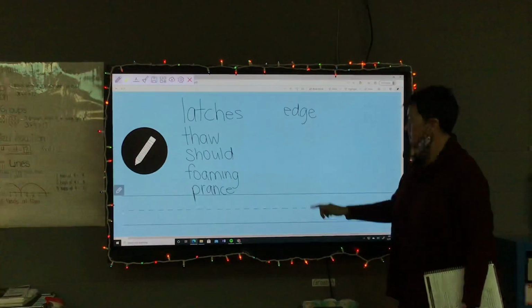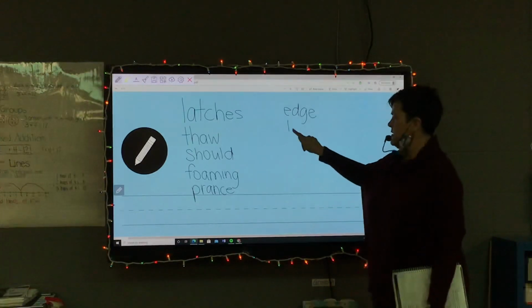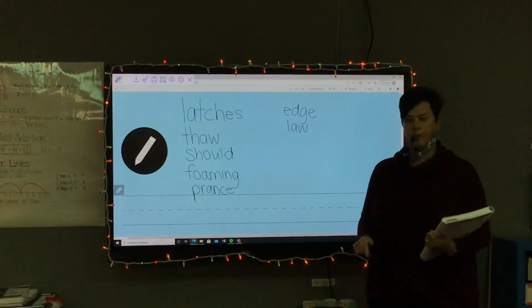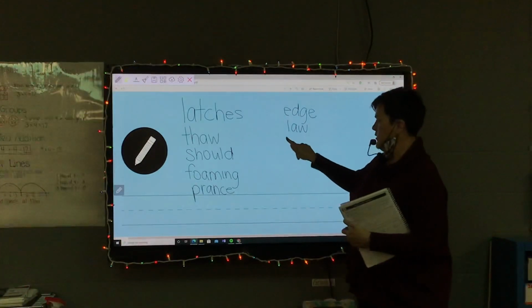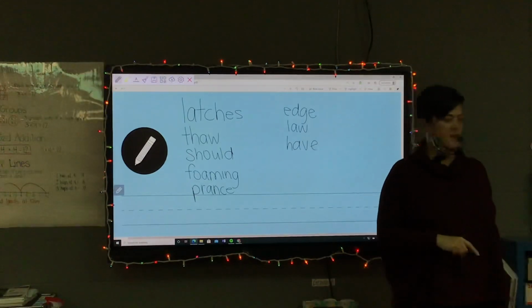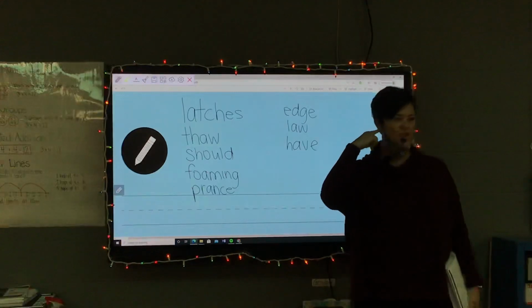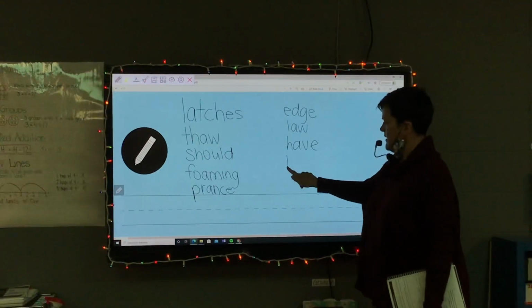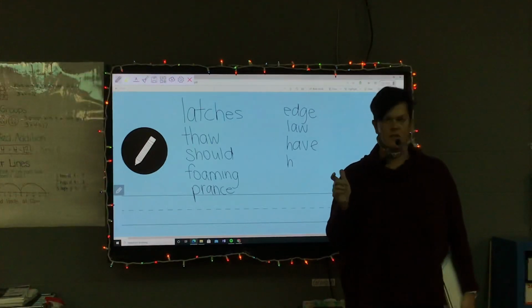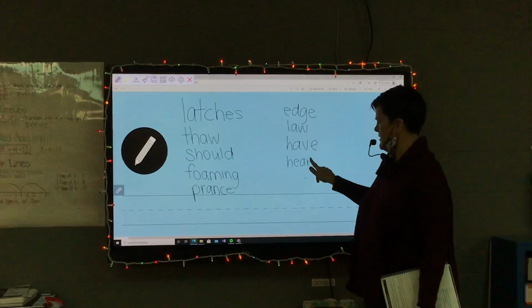Law. What about aw? L-A-W. Sight word, have. You have to know how to spell this. H-A-V-E. Then, hearing. What about the ear? E-A-R. Ing. I-N-G.